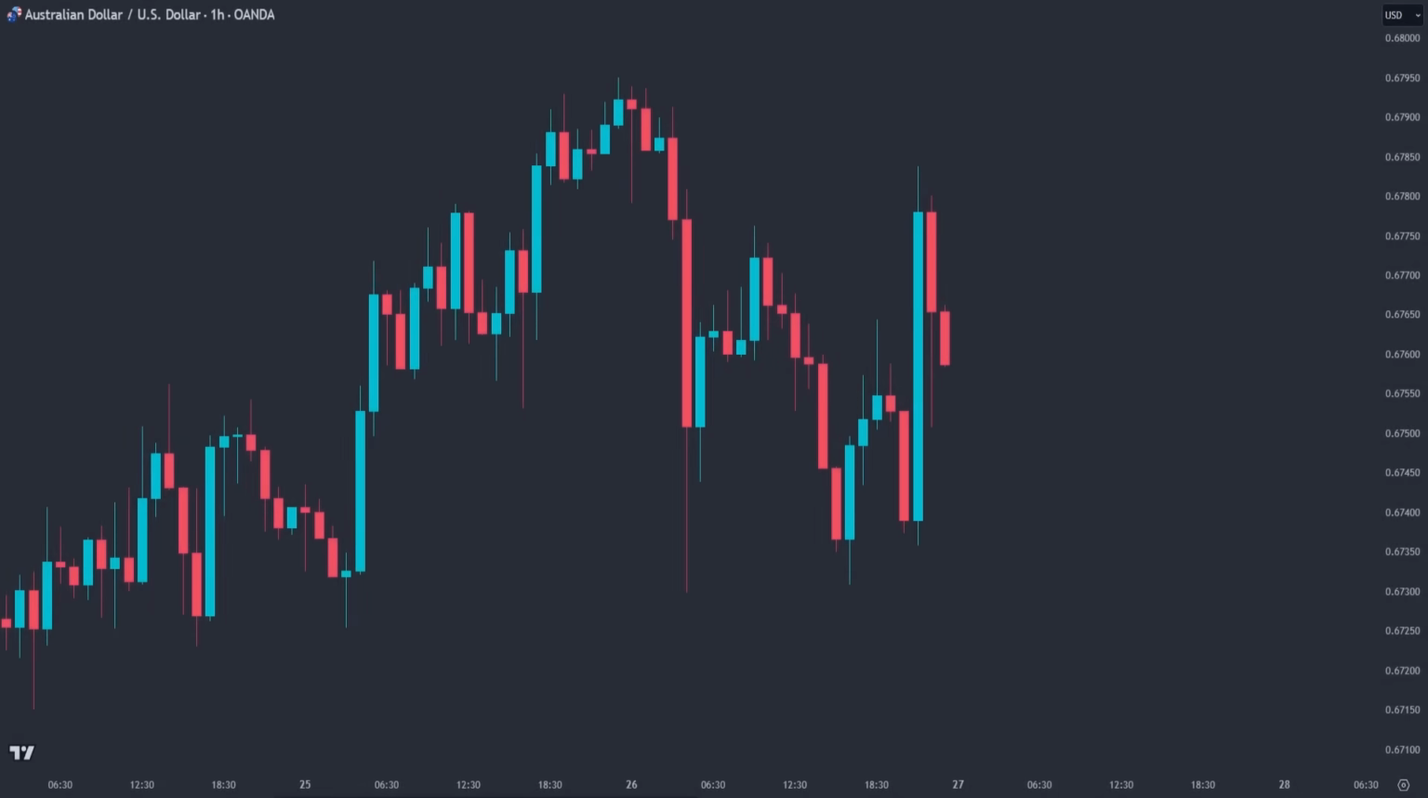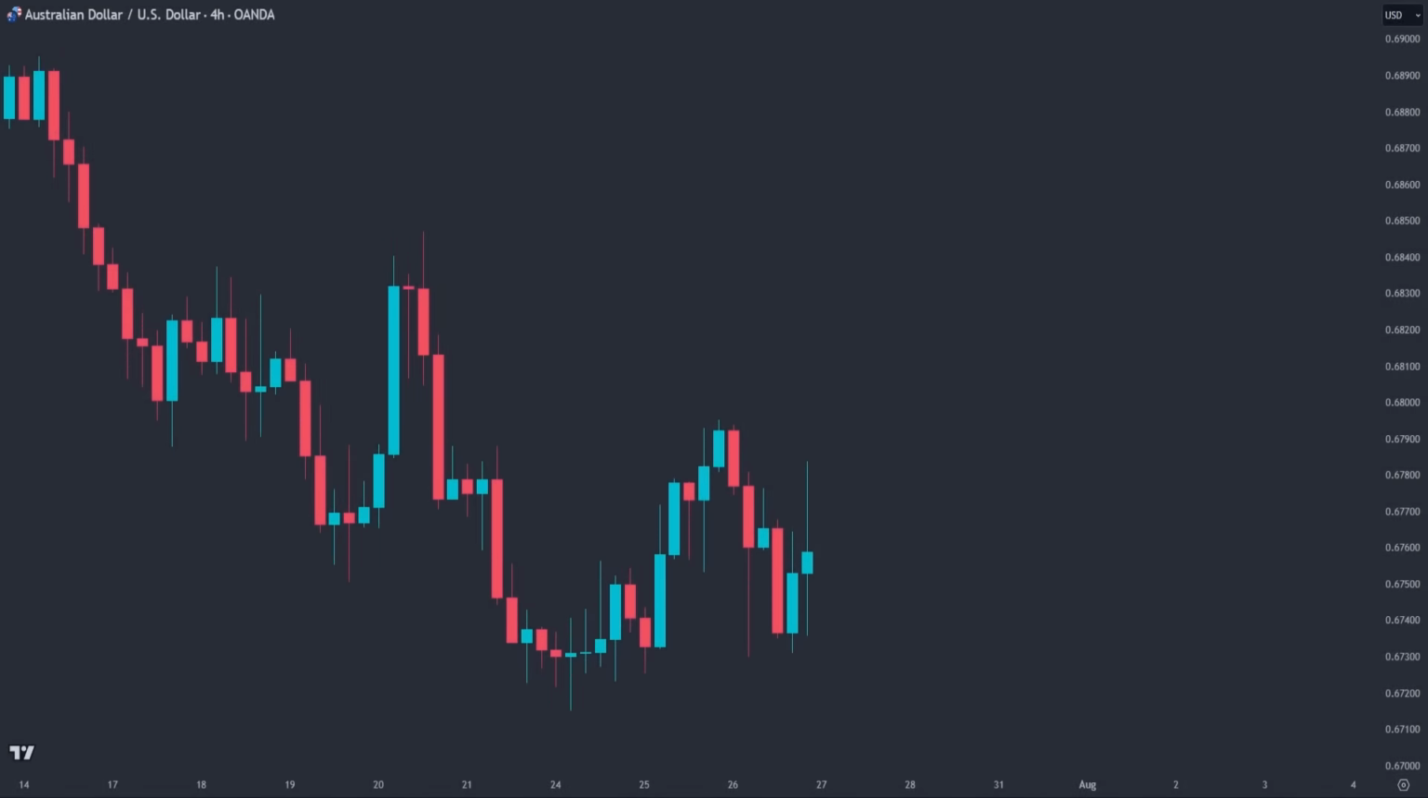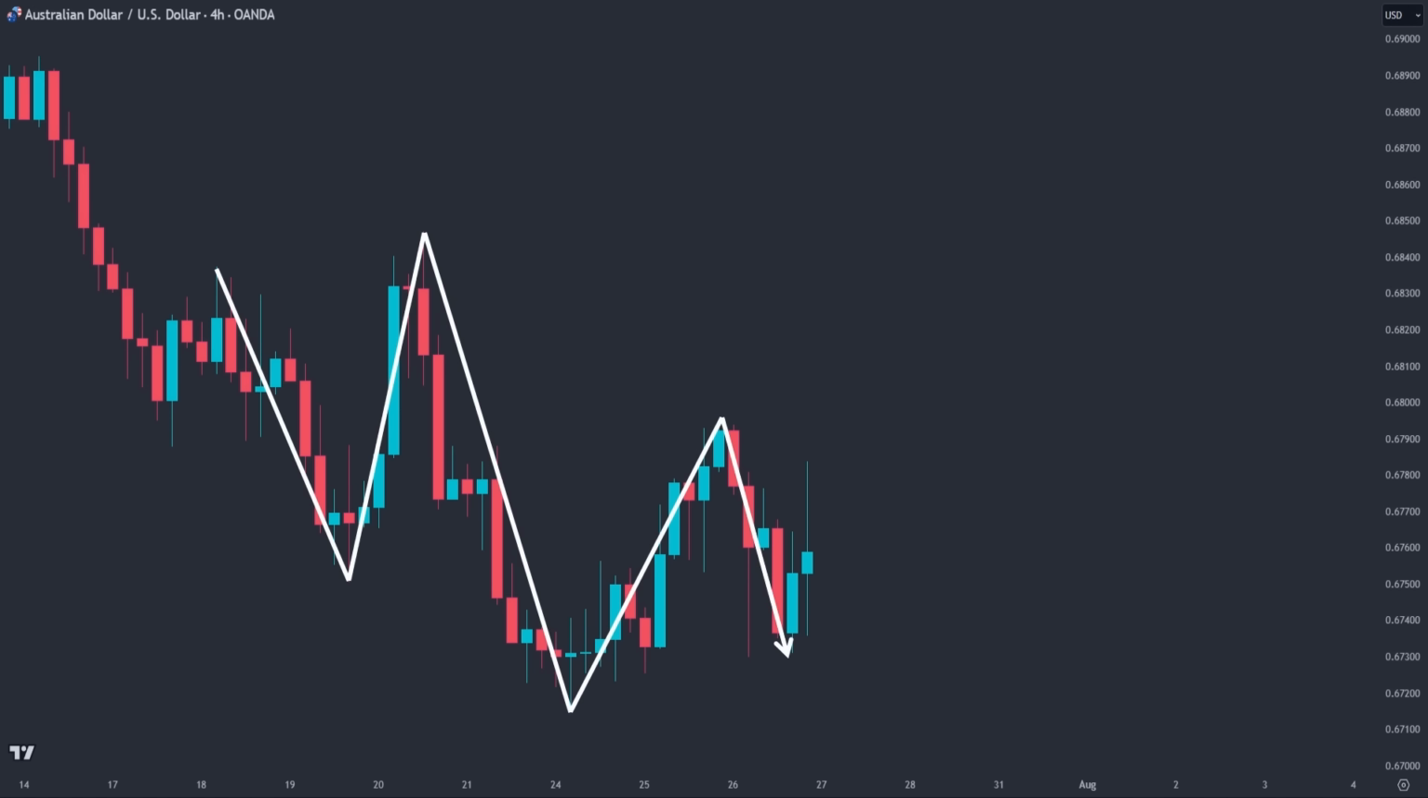Here on the Aussie dollar 1 hour time frame, the schematic of the latest swings does not show a visible trend. So let's see what we have in the 4-hour time frame. Here on the 4-hour chart, we can see a very smooth bearish trend if we draw all of the visible swings. Now, let's apply the smart money concepts to this chart.